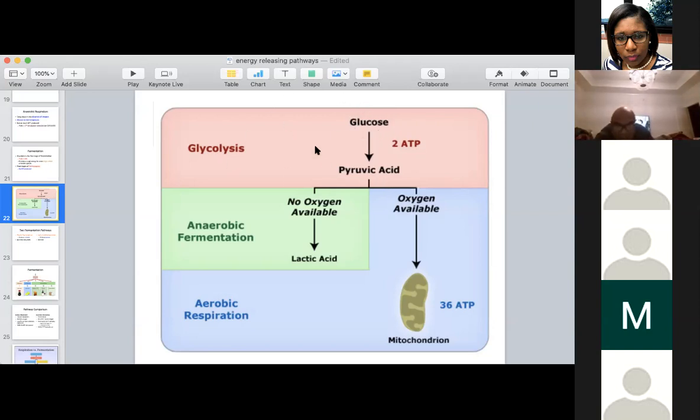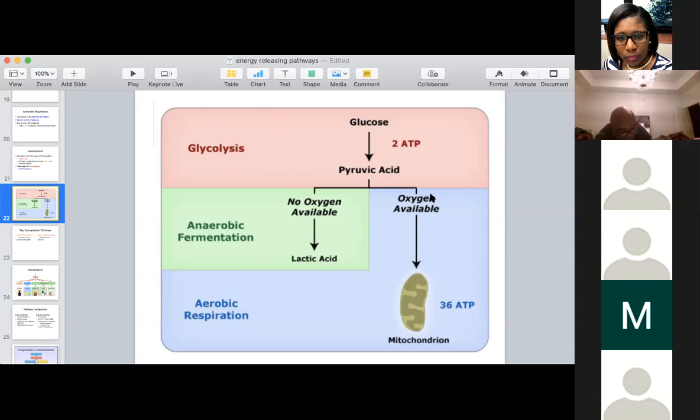The first step is always going to be glycolysis. Glycolysis happens out in the cytoplasm and doesn't have any requirements for oxygen. The glucose is first being broken down into pyruvic acid, and glycolysis gives us our initial yield of 2 ATP molecules. Now, oxygen is our reaction-dependent substance. Whether oxygen is available or absent is going to dictate the final stages of breaking down this glucose.